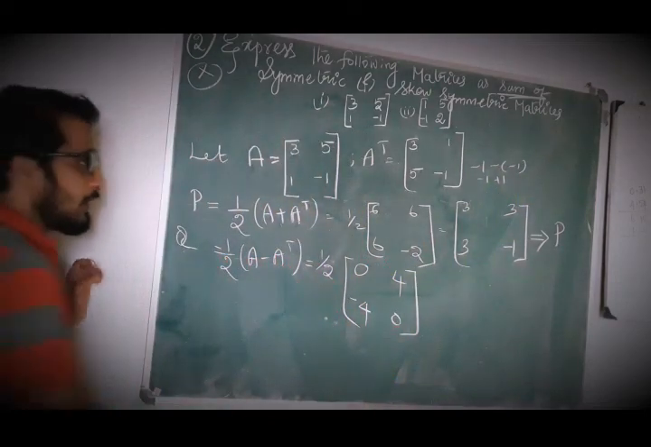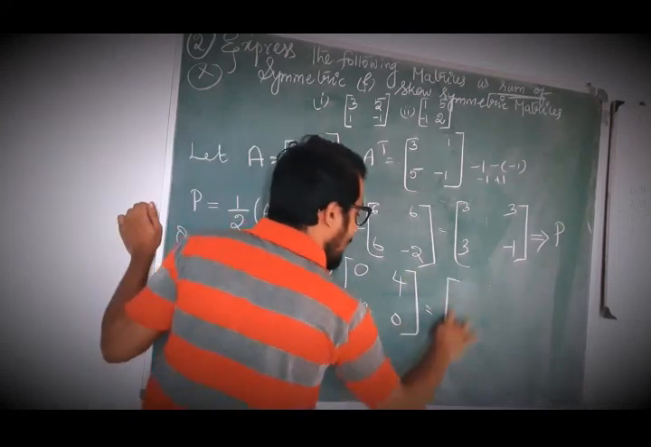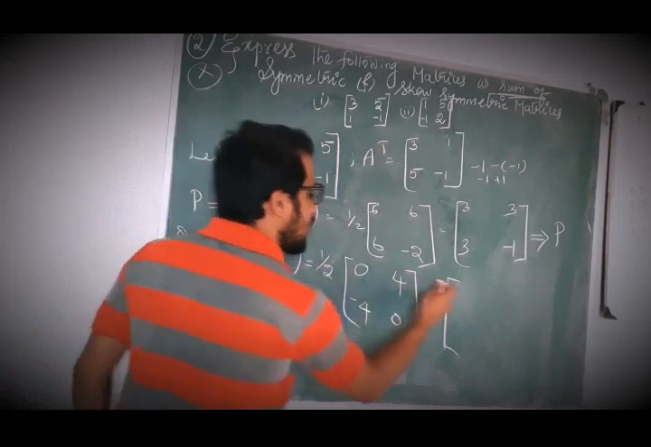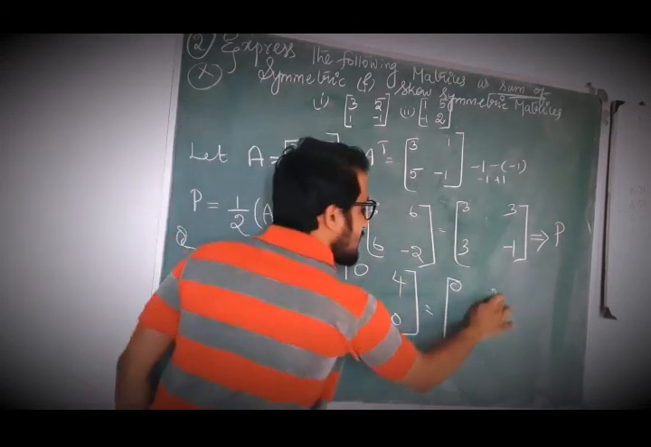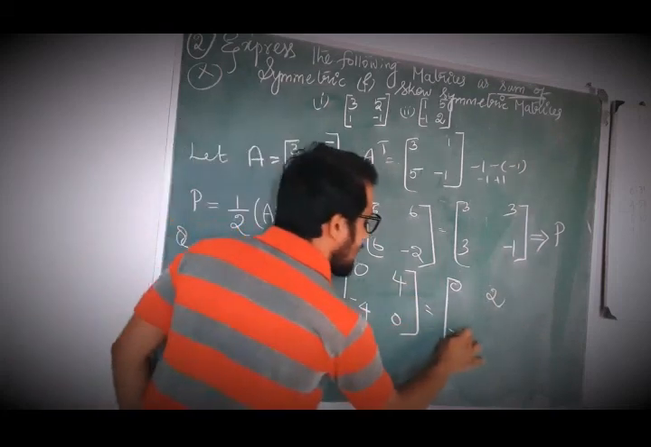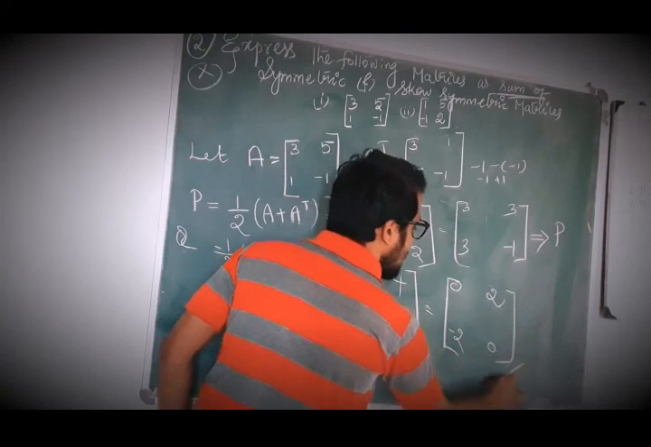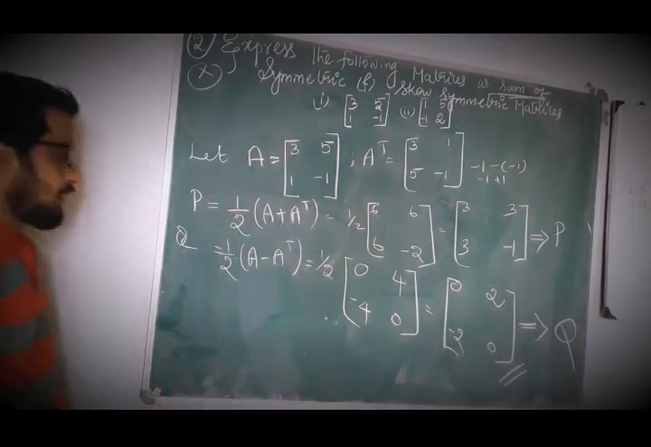This is nothing but half into A minus A transpose. Scalar multiplication: I am multiplying each element with the scalar 1 by 2. That is 1 by 2 into 0 is 0. 1 by 2 into 4, that is 4 by 2 is 2. Minus 4 by 2, that is minus 2. 1 by 2 into 0, that is 0. This is nothing but Q.